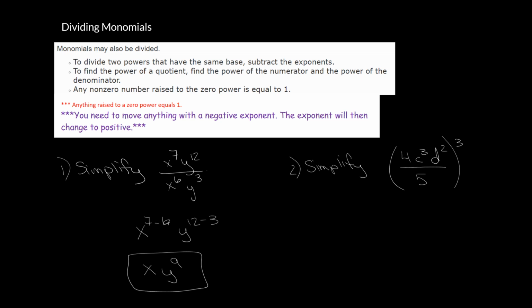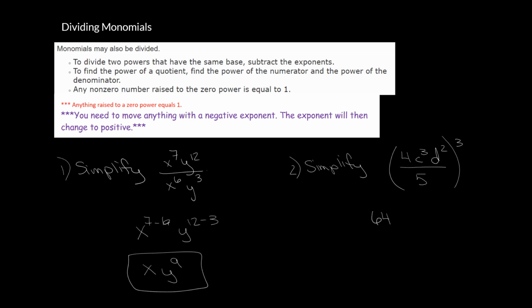So number 2, we have simplify, and it's got 4c cubed d squared over 5, all raised to the 3rd power. So what I'm going to do is find the power of the numerator and find the power of the denominator separately. So 4 cubed is 4 times 4 times 4, which is 64. And then c cubed raised to the 3rd power.